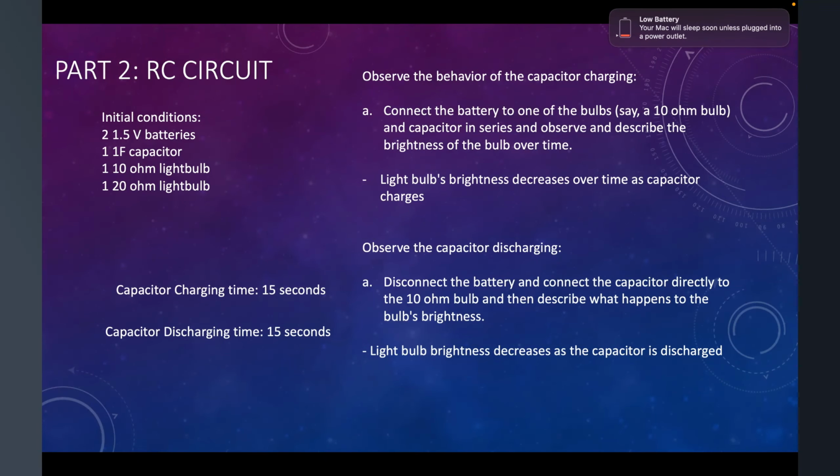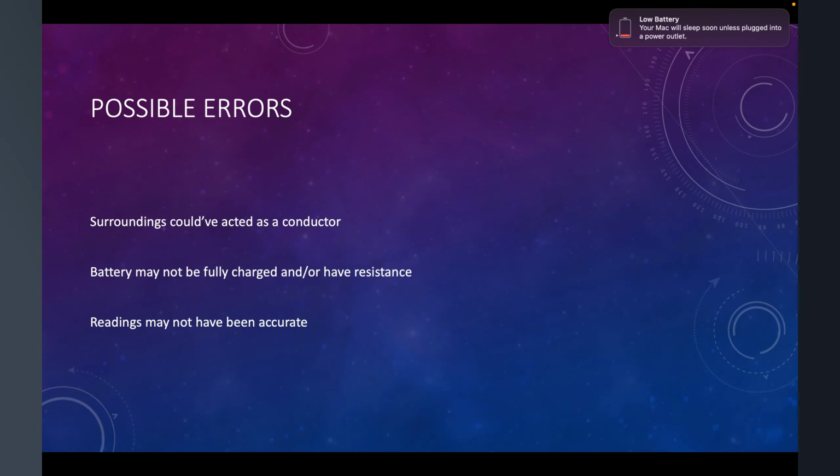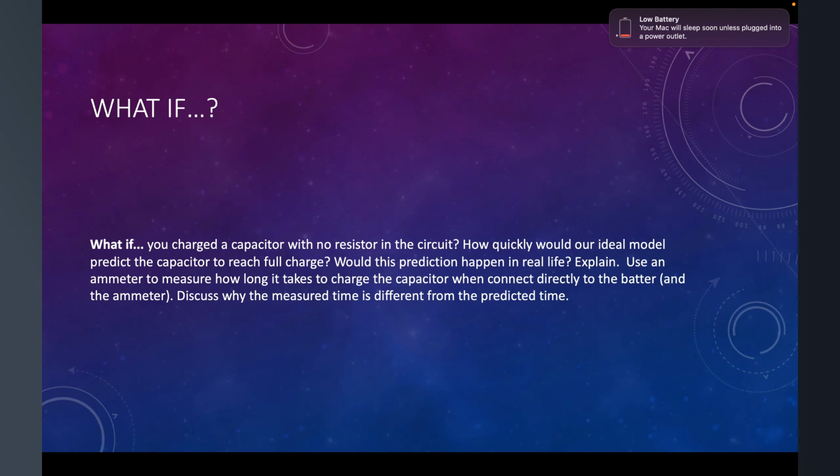And so we connect a battery to the bulbs and capacitor in series to observe them and describe the brightness of the bulb. The bulb's brightness decreases over time as the capacitor charges. And when disconnecting it, the bulb brightness also decreases as the capacitor discharges. The capacitor charging time is 15 seconds, while the capacitor discharging time is 15 seconds also, which is the same time. Some possible errors could have been the surroundings acting as a conductor, the battery not being fully charged, and or having resistance, and readings may not be accurate.